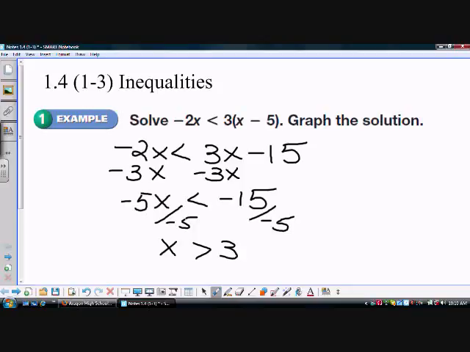The graph that you have to do is just a number line graph. Make sure that 3 is somewhere on your number line. Should the 3 get an open dot or a closed dot? Open. There's no equals under here, so I'll take an open dot and I will shade all numbers greater than 3. Okay?